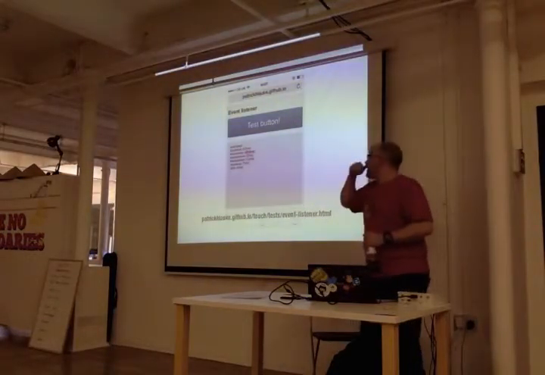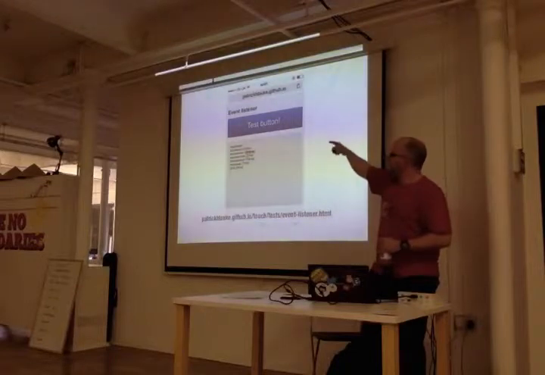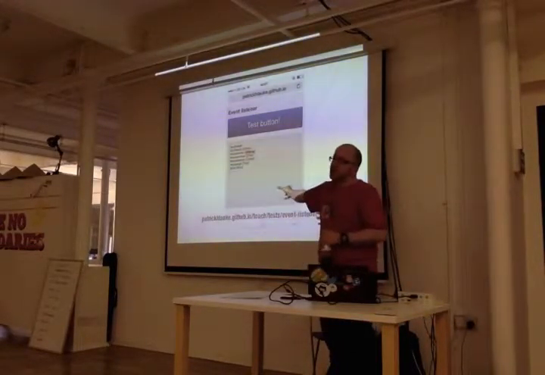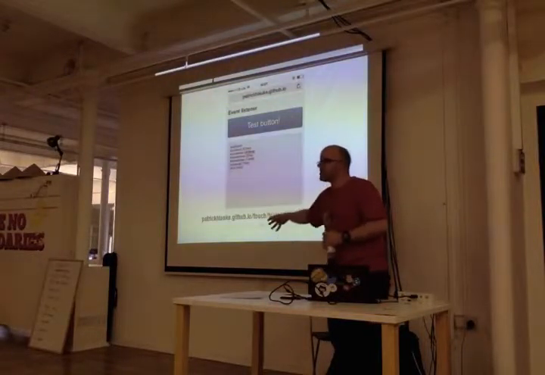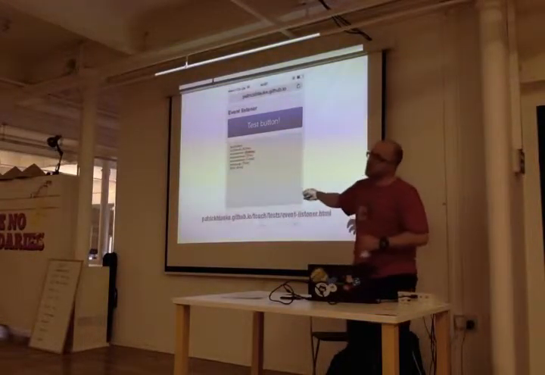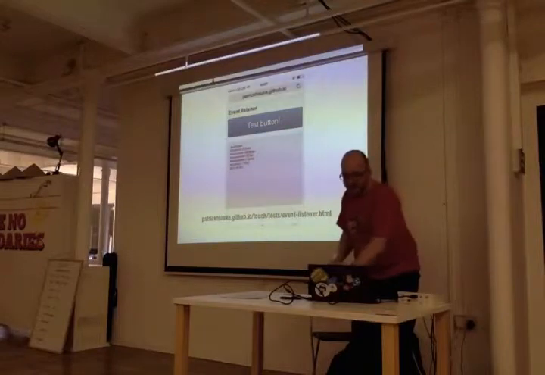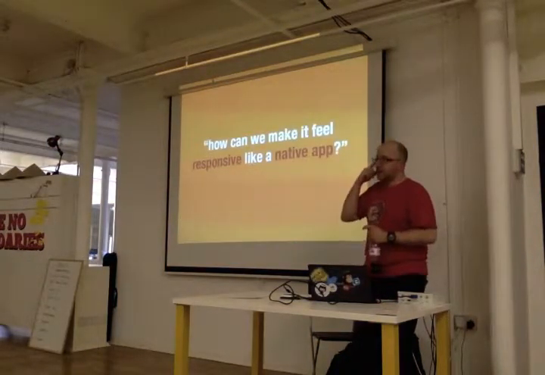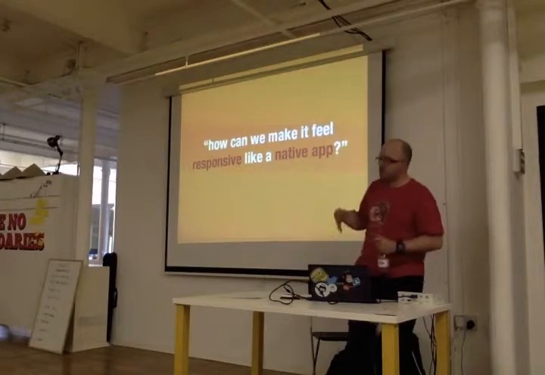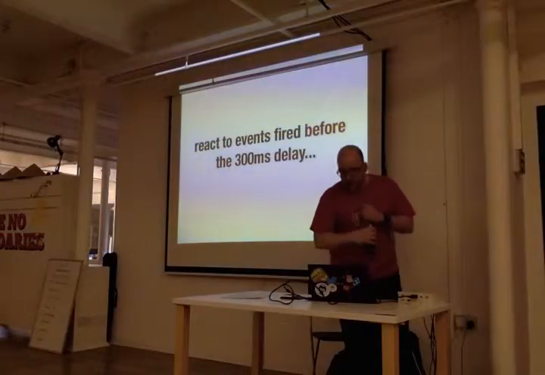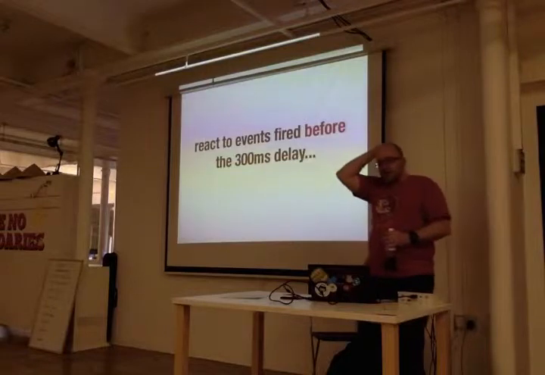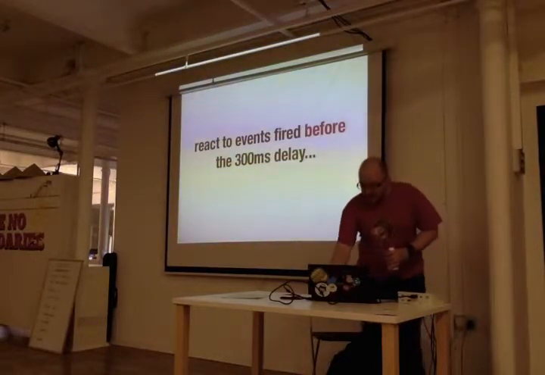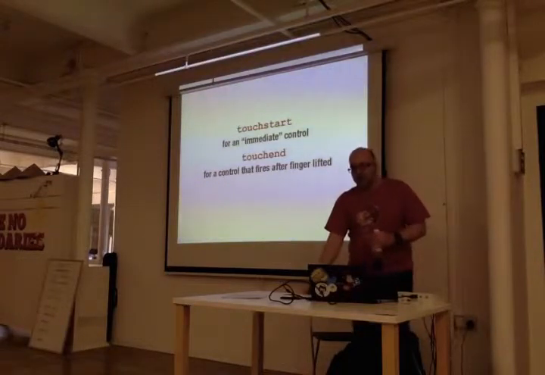We see that first you get the touch events, it's a little bit smaller, granted. Then you get the 300 millisecond delay, and then you get the mouse compatibility events and the click at the end. So how can I make my web application feel more like a responsive or native app? Well, the simple answer is react to events fired before the 300 millisecond delay.